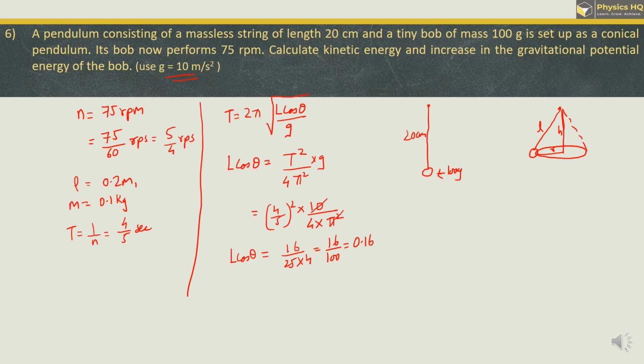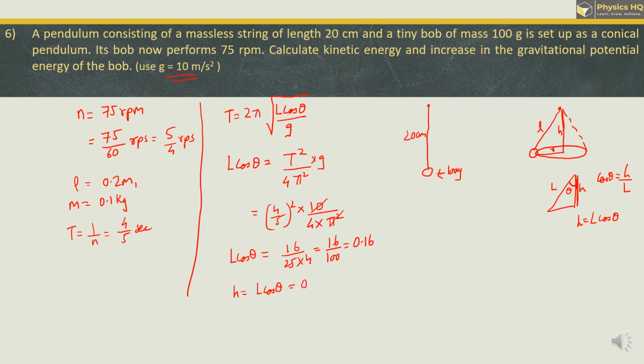Now from this triangle over here, where this angle is theta and we have h over here, we can write h is equal to L cos theta. Again from the same formula, cos theta is equal to adjacent upon hypotenuse. So for this theta, the adjacent side is this side h, divided by hypotenuse L, so we got h is equal to L cos theta. So h is L cos theta, which we already got as 0.16.